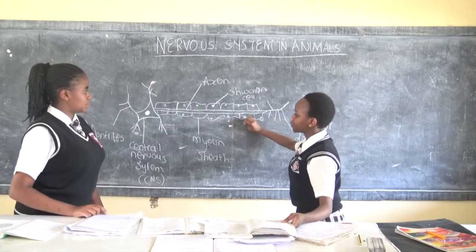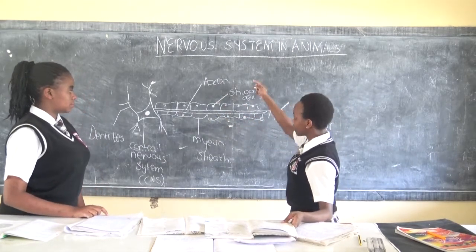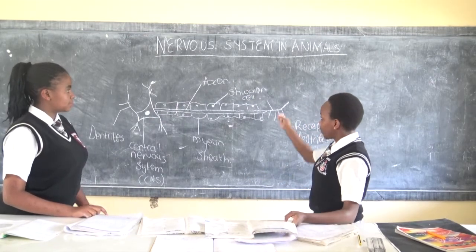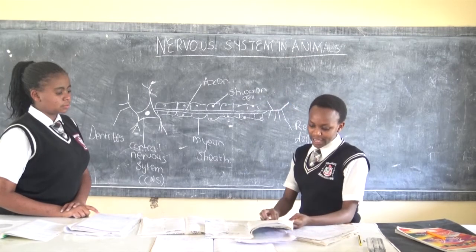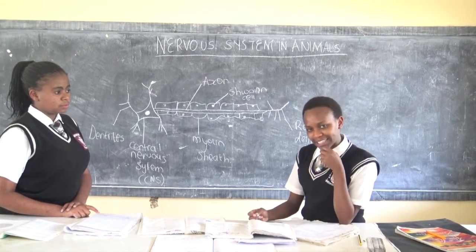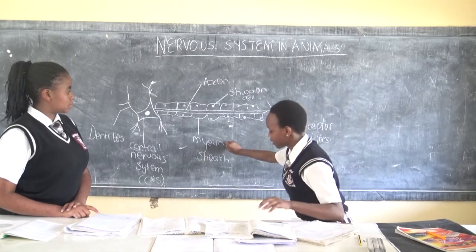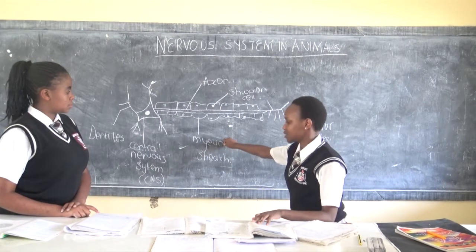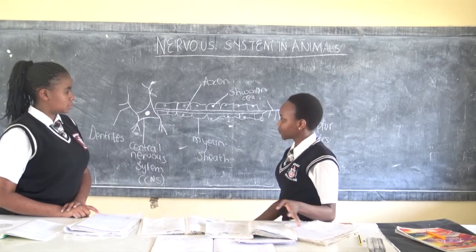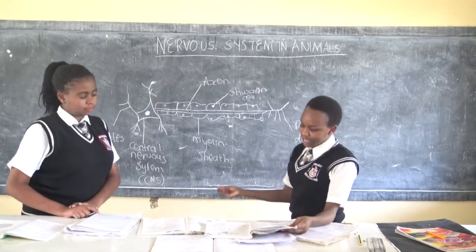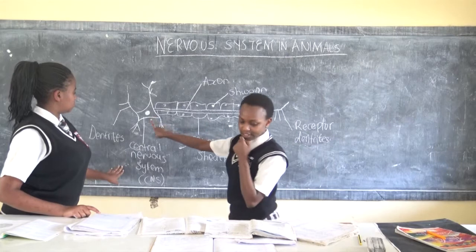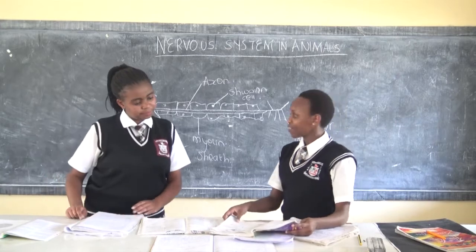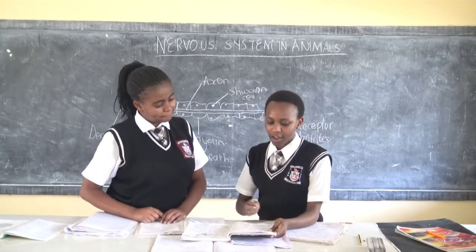Now this diagram simply shows the parts of a neuron. We have the axon. It transmits impulses away from the cell body. We also have the Schwann cell. The Schwann cell secretes the myelin sheath, which is right over here, and the myelin sheath insulates the axons. We also have the cell body that coordinates the nerve cells. Now that's an example of a motor neuron.